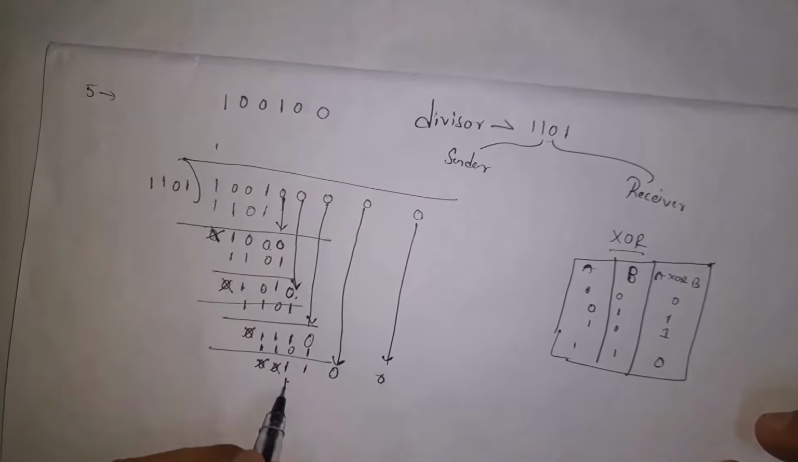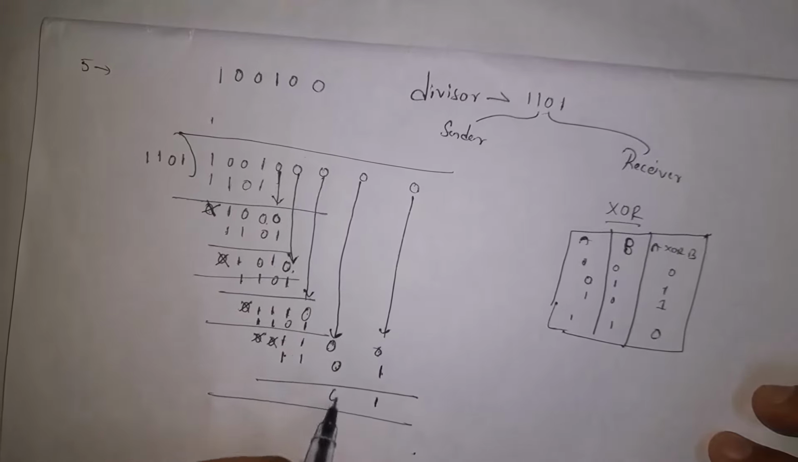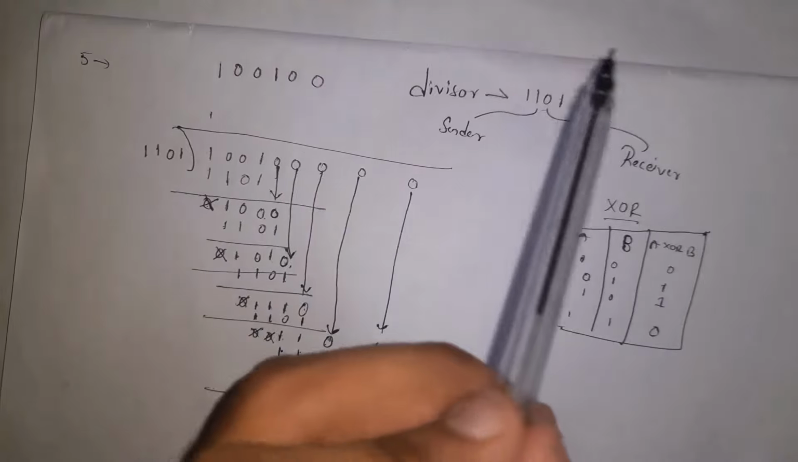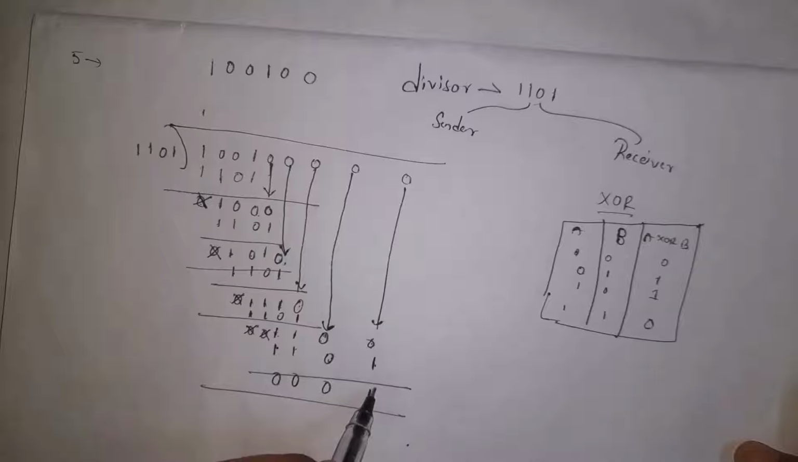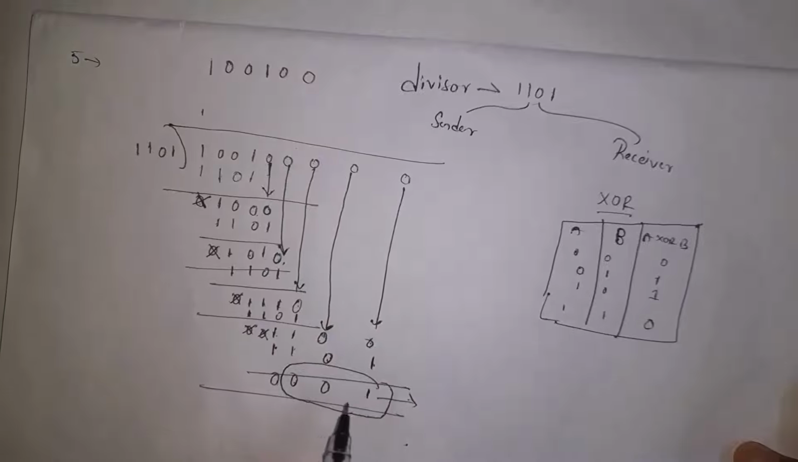Again divide, that is 1, 1, 0, 1. So for 0, 1, 1. For 0, 0, 0. For 1, 1, 0. And again for 1, 1, 0. Guys, divisor contains 4 bits. So we added 3 zeros. So even for CRC, we need to consider last 3 bits. So 001 is my CRC code.